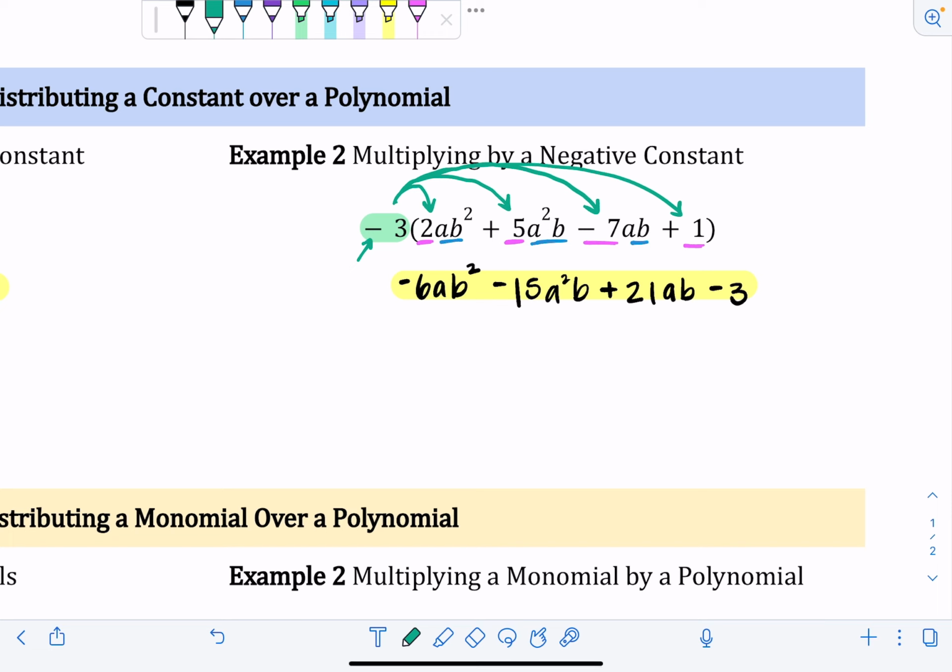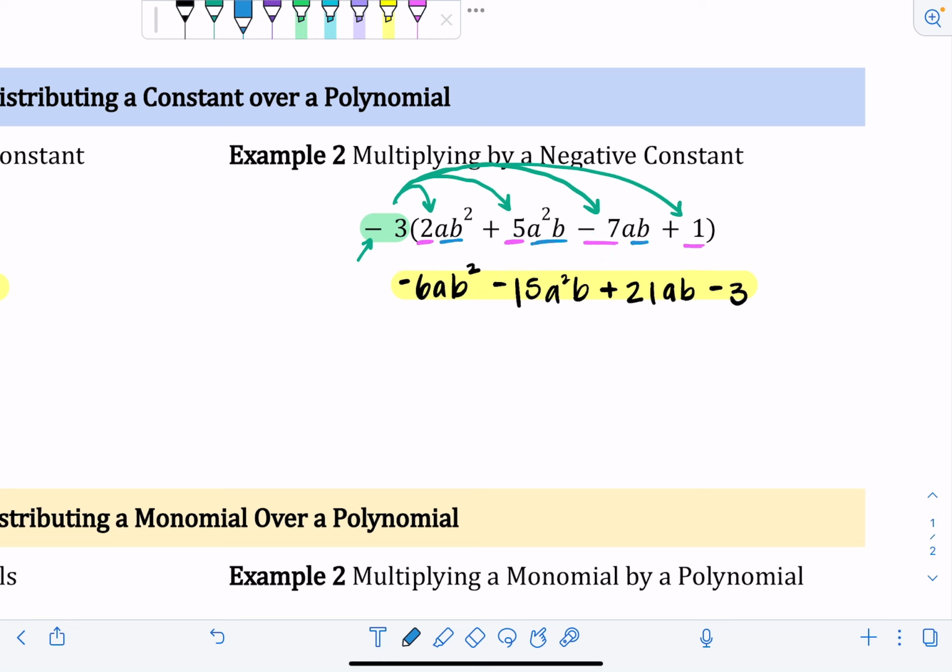signs change. So what that means is that positives turn to negatives and negatives turn to positives. Like this was a positive 2, it turned to a negative 6. This was a positive 5, it turned to a negative 15. The negative 7 turned to a positive 21, and then positive 1 turned to a -3. So just keep that in mind.